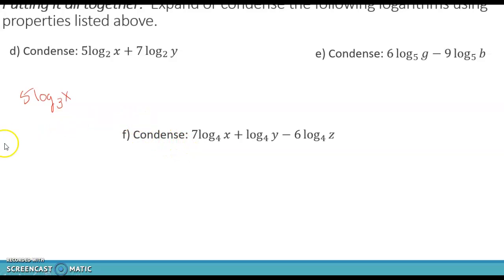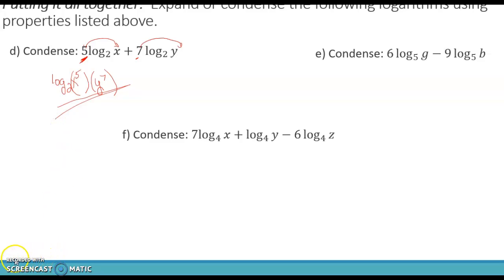All right, so let's try this. Putting it all together, expand or condense. This one we're going to be condensing. Because the 5 is out front, we make it the exponent of the x. So we put log base 2 of x to the 5th. Then this addition means we combine them as multiplication, and the 7 becomes an exponent of the y. So there you go. Ta-da!